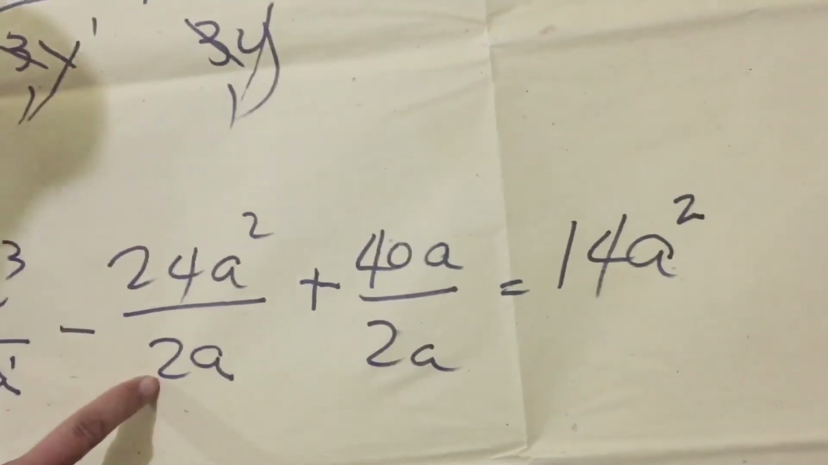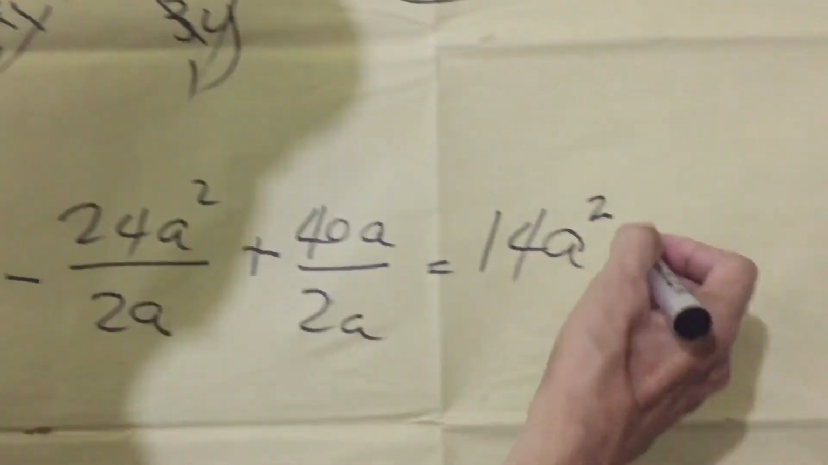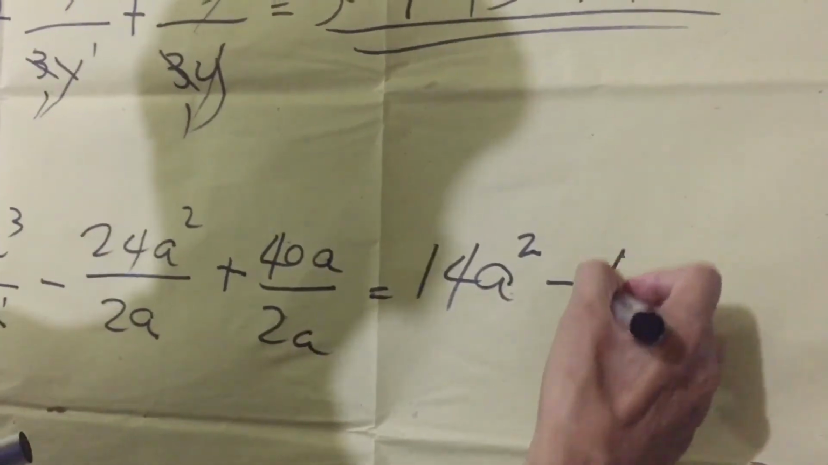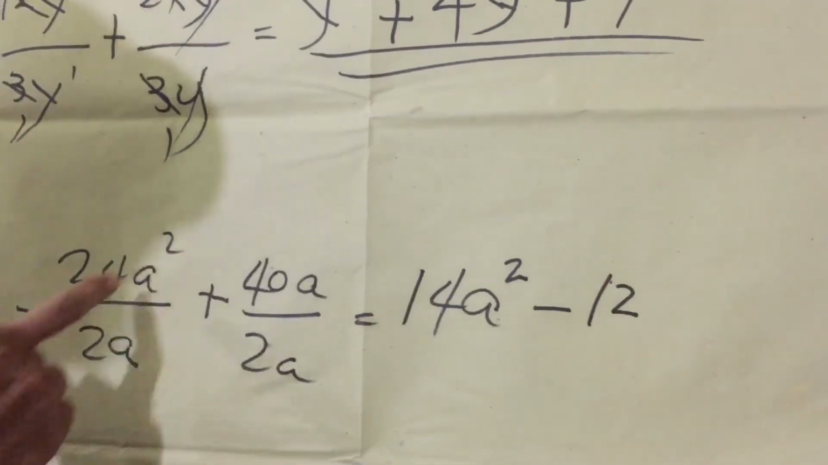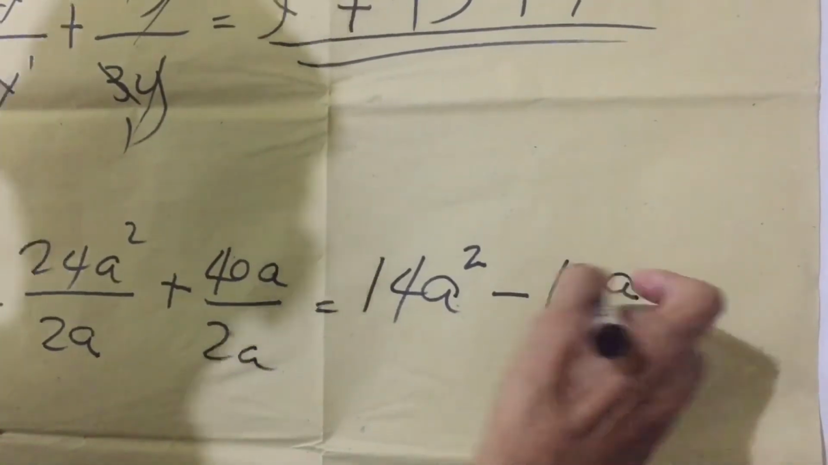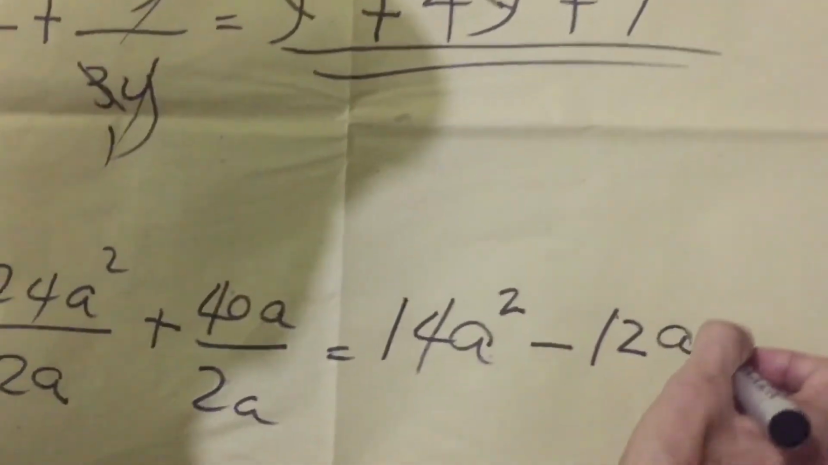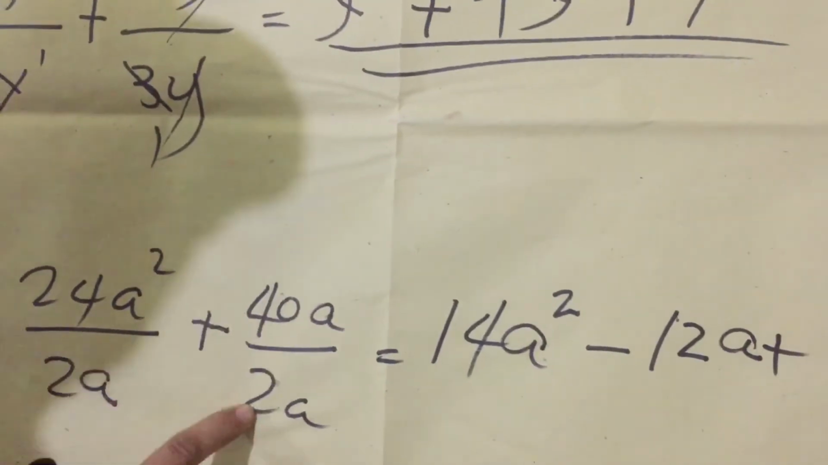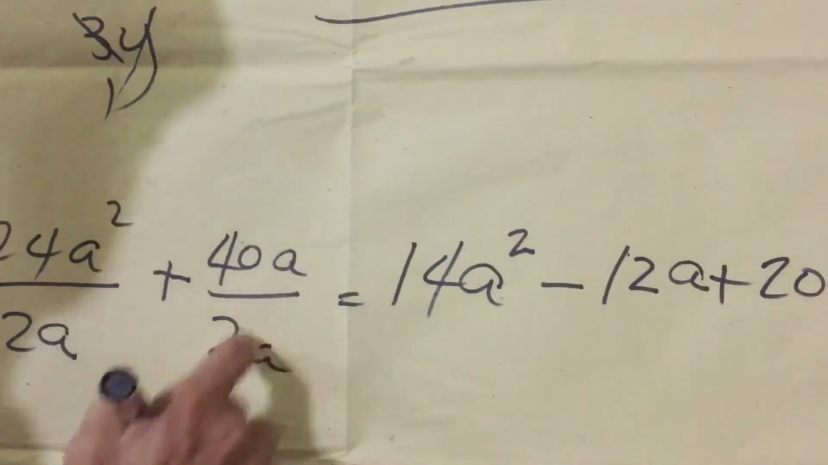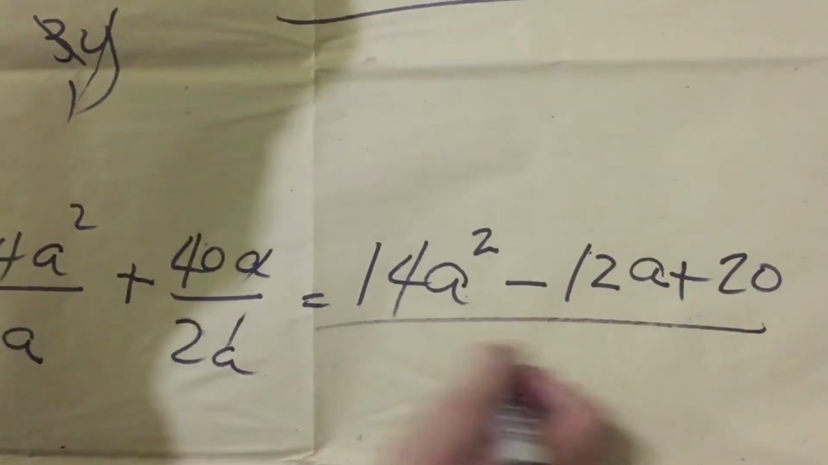Then 24 divided by 2. Negative sa negative dito. Then 24 divided by 2, the answer is 12. Then a squared minus 1, so a na lang ang natira. Then next is the last term, plus 40 divided by 2 is 20. Then a minus a cancelled na. So ito yung final answer natin.